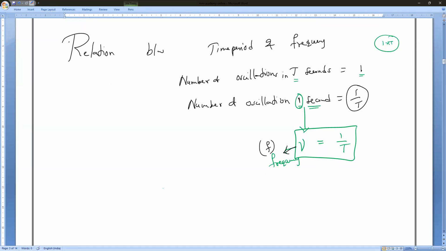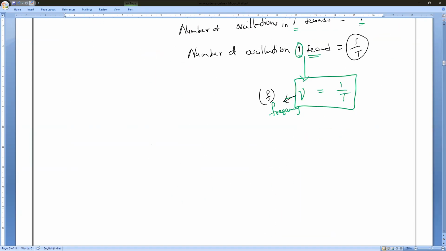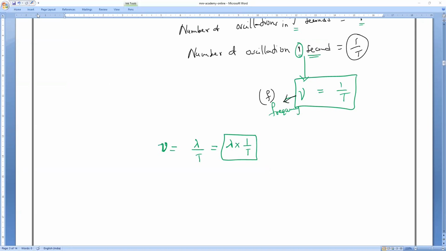Now, what is the speed formula? Wave speed is equal to lambda by T. Can I write this formula as lambda into 1 by T? Anything wrong in this? Lambda into 1 by T? Any problem? No, sir.